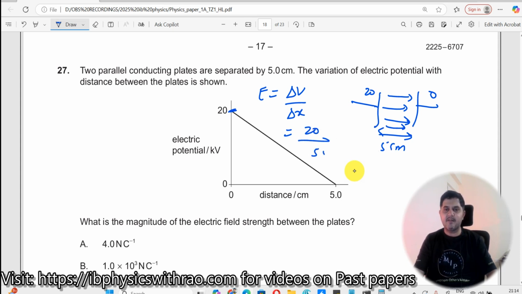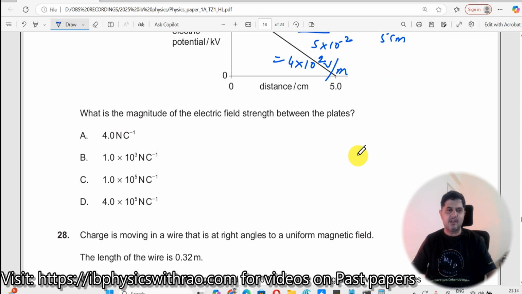5 centimeters, 5 into 10 power minus 2, which should now be equal to 4 into 10 to the power of plus 2. What is the unit over here? Unit is volt per meter. We can write volt per meter or Newton per coulomb. So 4 into 10 square. Where is 4 into 10 square? Oh my god, there is no 4 into 10 square at all.